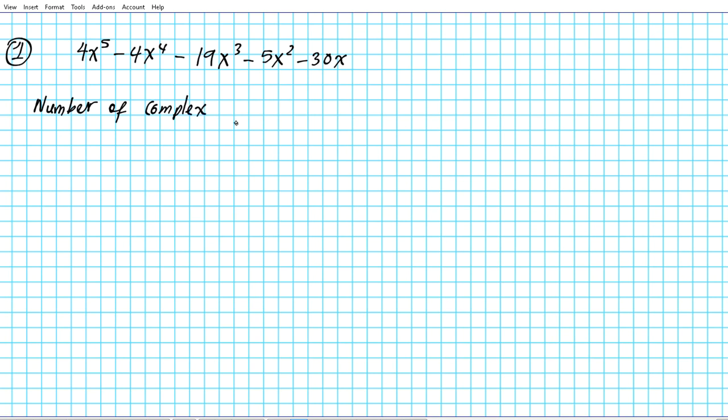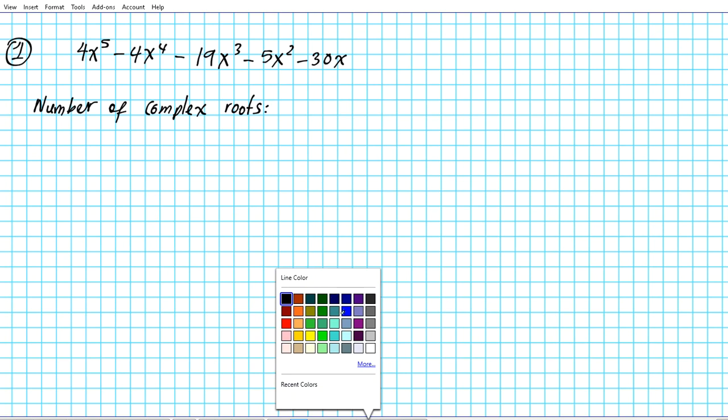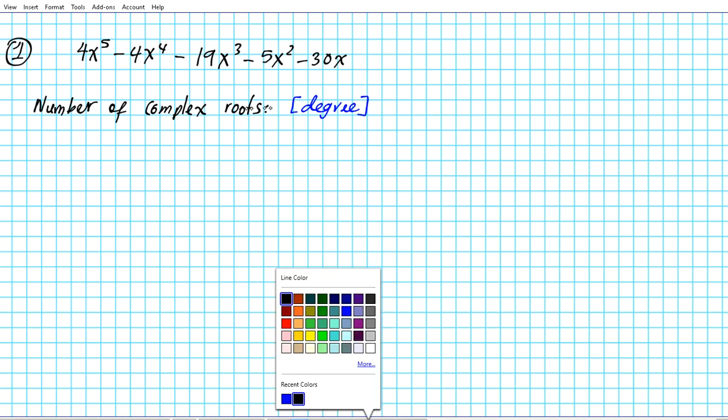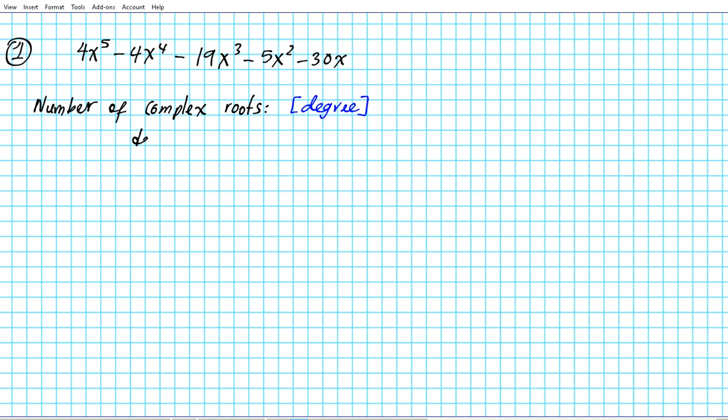Alright, the complex roots are your rational and irrational and imaginary roots altogether. Okay, number of complex roots. The number of complex roots is basically the degree of the polynomial equation. So you just look for the highest exponent, and that's what it is. So in this polynomial equation, we can clearly see that the highest exponent is 5. So the degree of the polynomial is 5. So that automatically tells us that the number of complex roots, which is equal to the degree, is 5. Alright, you cannot have more than 5 complex roots for this polynomial equation.